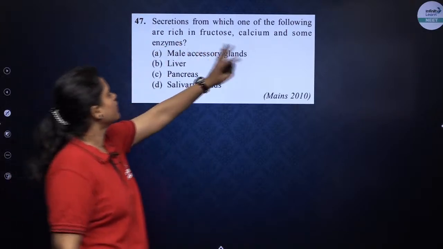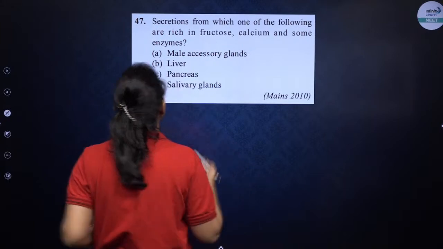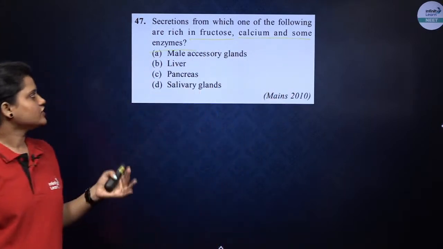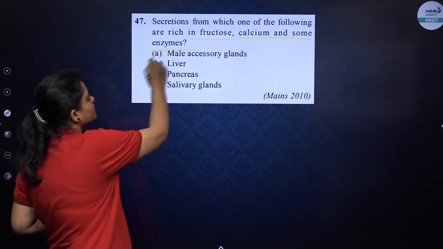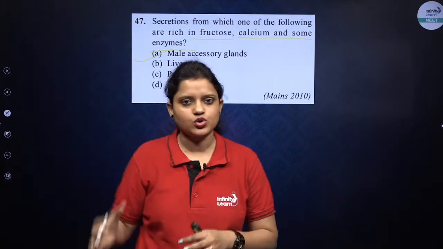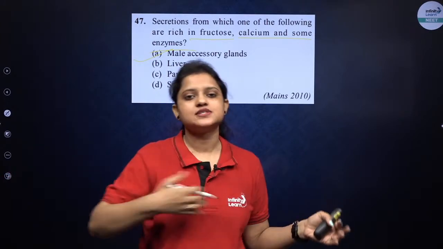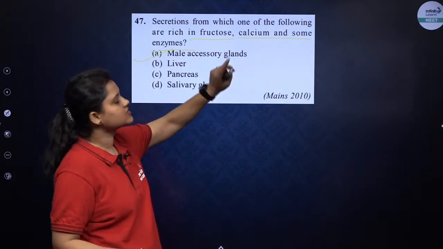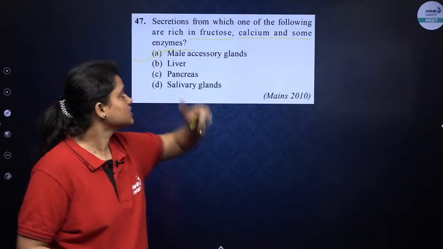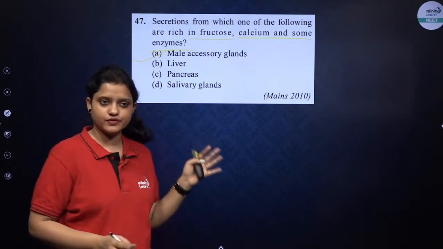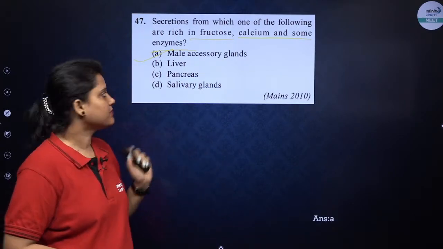Secretions from which of the following are rich in fructose, calcium and some of the enzymes? Fructose, calcium and enzymes. Obviously male accessory gland. In human body, fructose is released only in semen. So yes, only male reproductive gland will secrete the secretion which is rich in fructose. No, not salivary gland, no pancreas, not liver. Okay, please keep this in mind.